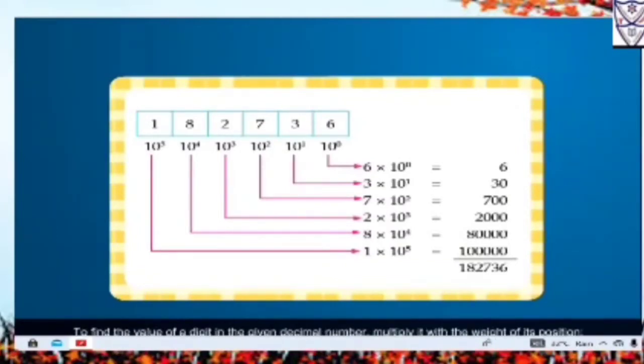The value of each digit in a number depends upon its position from right to left. To find the value of a digit in the given decimal number, multiply it with the weight of its position. The weight of digits in a number from right to left is 0, 1, 2, 3 respectively depending on their position, that is the weight of the rightmost digit is always 0.